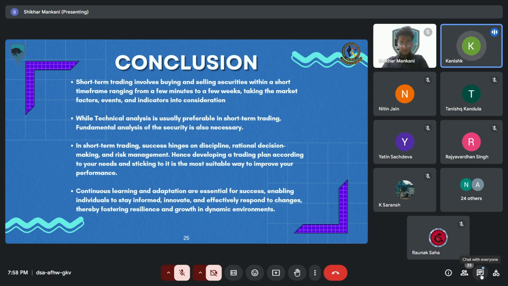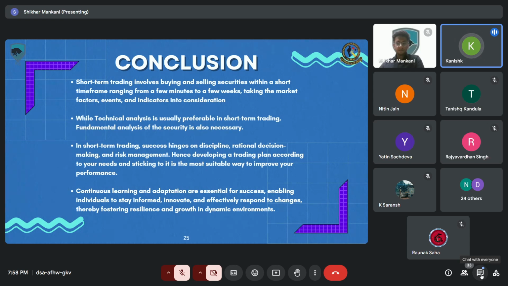So you must consider that you buy a fundamentally sound company while trading. My approach is like that. First, I look at the chart. If the chart is good, I'll go to the fundamentals of the company, because I want that confidence that what I'm buying is actually the value I'm getting. So keep this in mind. And in short-term trading, success hinges on discipline, rational decision making, and risk management.